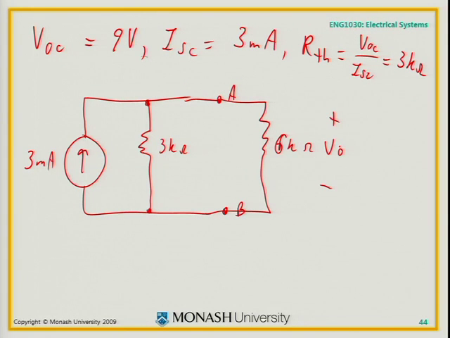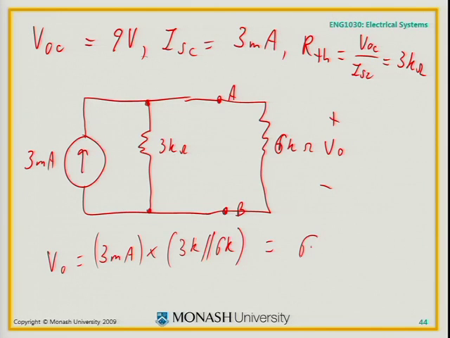And now if you had to find V0, the voltage across the 6K ohm resistor, well, this current flows here, pushes through a parallel combination of 3K and 6K. So V0 must be 3 milliamps times the equivalent resistance seen by the current source, which is 3K in parallel with 6K. What's 3K in parallel with 6K? 2K, so that's 6 volts. And that's what we got at the end of the last lecture as well. Thankfully, it should be the same.